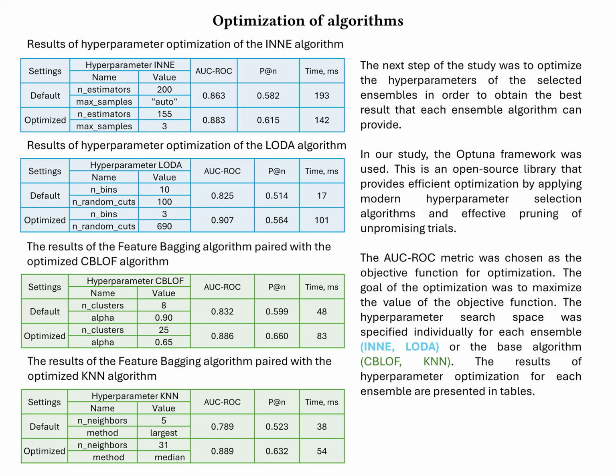In our study, the Optuna framework was used. This is an open source library that provides efficient optimization by applying modern hyperparameter selection algorithms and effective pruning of unpromising trials. The AUC-ROC metric was chosen as the objective function for optimization. The goal of the optimization was to maximize the value of the objective function. The hyperparameter search space was specified individually for each ensemble or base algorithm. The results of hyperparameter optimization for each ensemble are presented in tables.